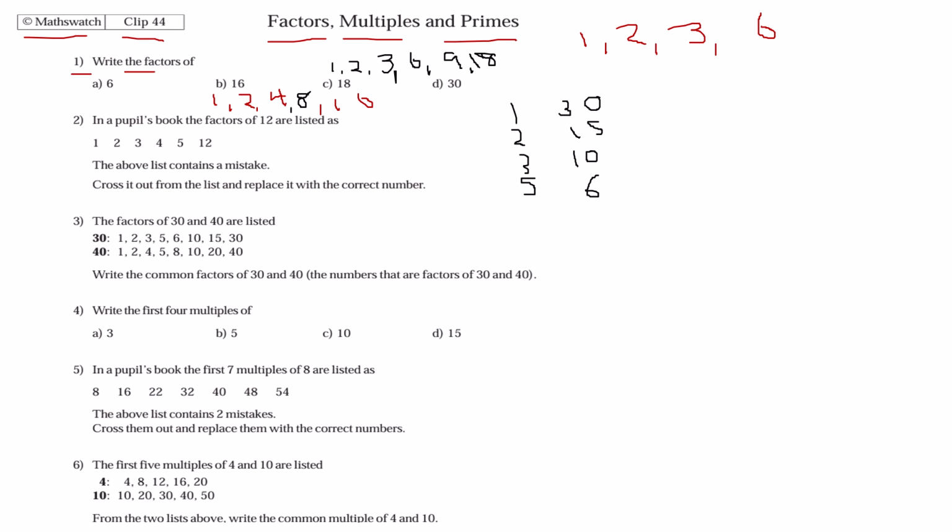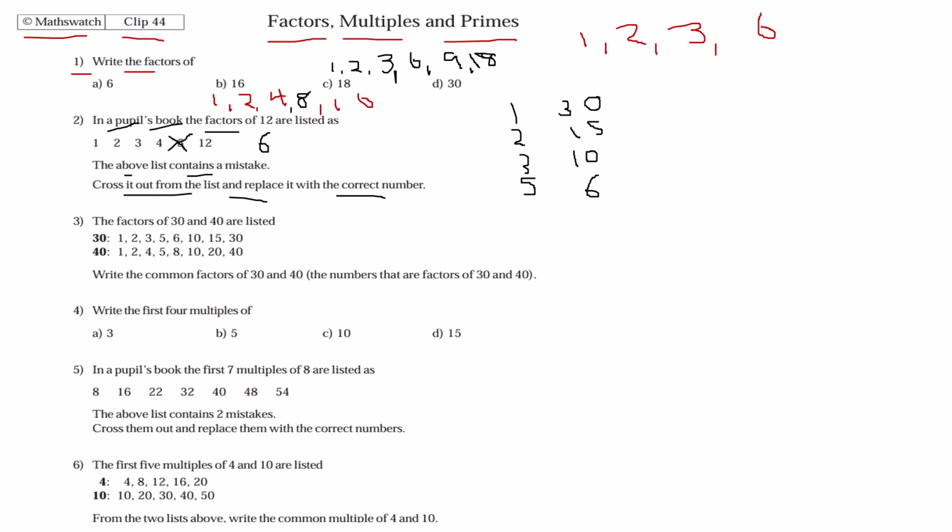Number 2: in a pupil's book, the factors of 12 are listed as 1, 2, 3, 4, 5, and 12. The above list contains a mistake. Cross it out from the list and replace it with the correct number. So 5 is not a factor because 5 doesn't go into 12 cleanly. The number instead should be 6 because 6 goes into 12 twice.